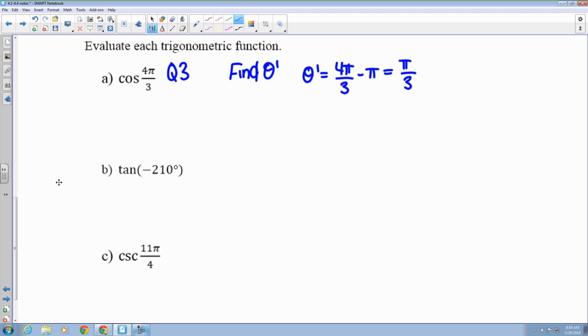So the reference angle for this is pi over 3, but I can't just use the reference angle and evaluate that. I need to know if my function is supposed to be positive or negative where it is. I'm in quadrant 3, which means if I think ASTC, this tells me that cosine is negative here. Okay, so I know that my answer is going to be negative, but I can go back to my first quadrant now as a reference angle and figure that out. So cosine is negative, but I want to figure out the cosine of pi over 3. And knowing the unit circle, you've got to start memorizing it. Negative 1/2.